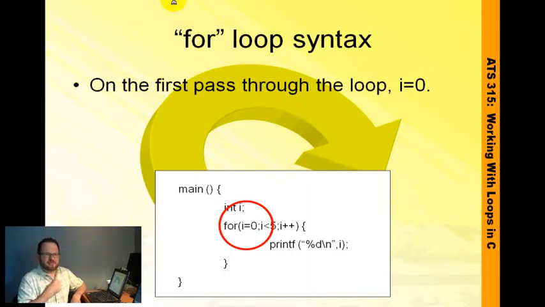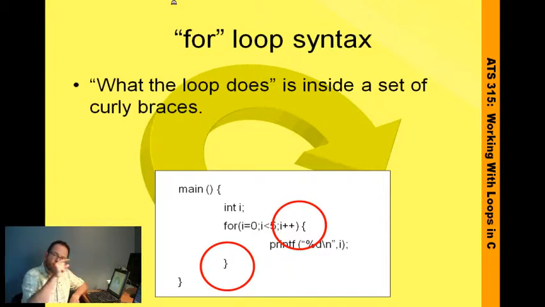Unless there's an unusual application, which unfortunately in the current assignment it is, but most of the time, you're going to want to start at 0, and you're going to count from there. So the first time through the loop, I is equal to 0. Then, we'll come back to what the rest of those arguments are, but what the loop will be doing is inside of a set of curly braces. Like in this case, there's a pair of curly braces there that have a printf statement in between.